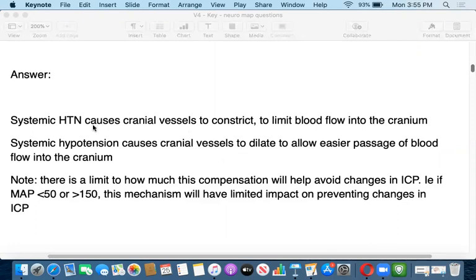And I'm going to say right off the bat, just like the compensatory mechanisms we started with in question number 1, these have a limited capacity to help and sometimes actually cause more harm. But that is the natural reaction of the body in terms of cranial pressures and cranial blood flow.